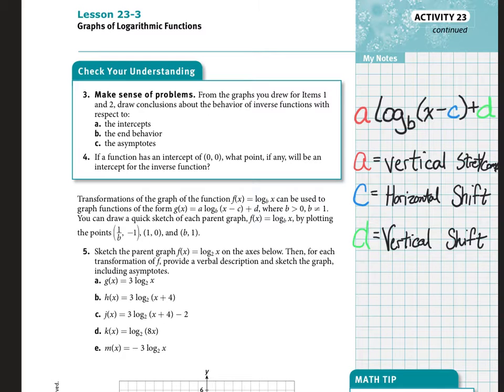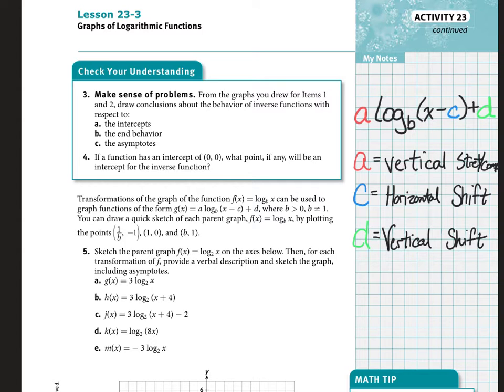We're going to be looking at transformations of logarithms. These are very similar to the transformations we've done in the past. The same rules apply. If something happens inside of a parentheses, it is a horizontal movement, and it will always have an inverse effect. If something happens outside of a parentheses, it's vertical, and it will have the true effect. If it's adding or subtracting, it will be a shift. If it's multiplying or dividing, it will be a stretch or compression, depending on what the number is.